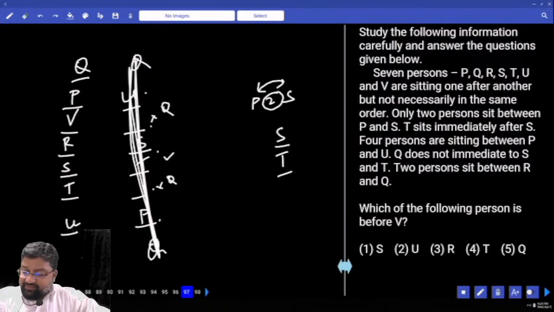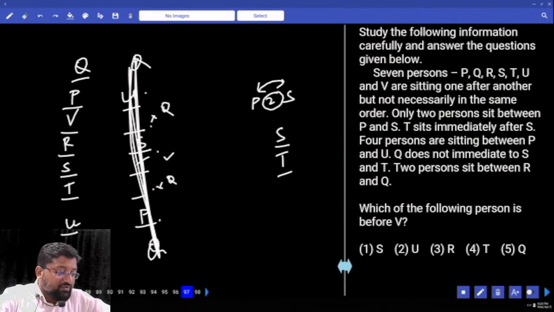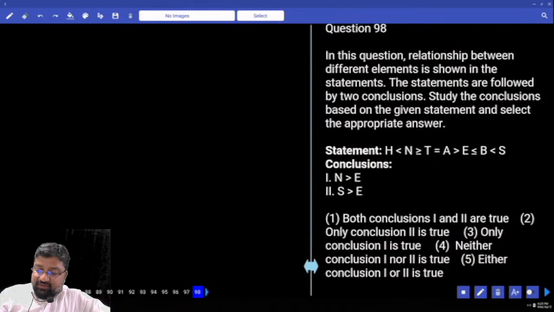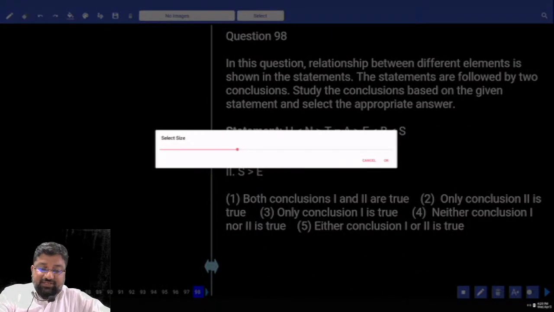Which of the following persons is before V? There are 2 people before V, P and Q. But P is not present in the options, so we can go for Q. Understood? We should be a little careful, and not panic. It can be anywhere before. We need to know that first.